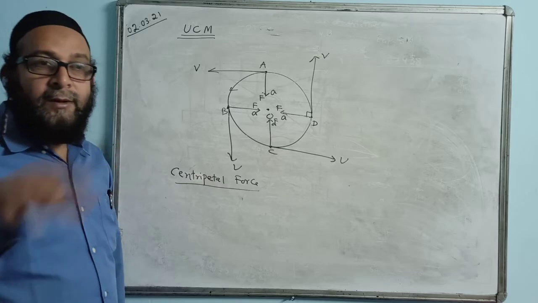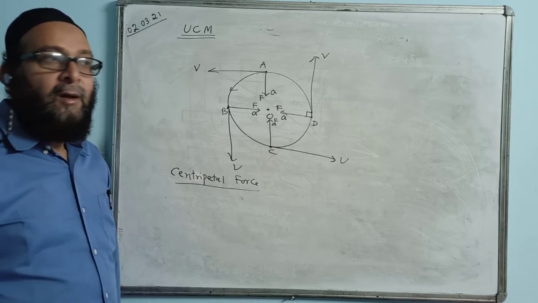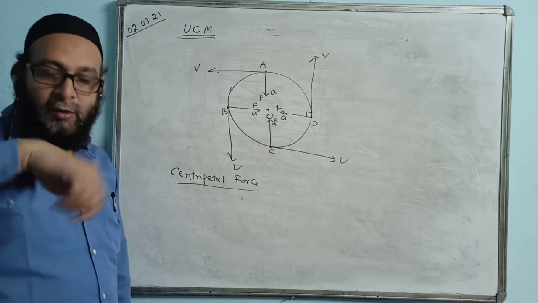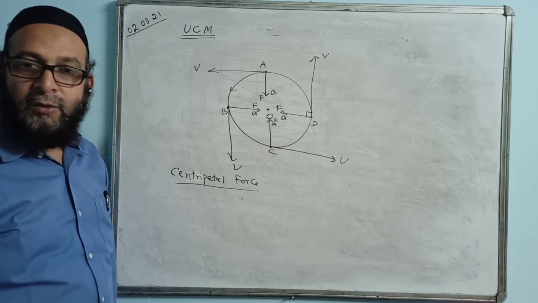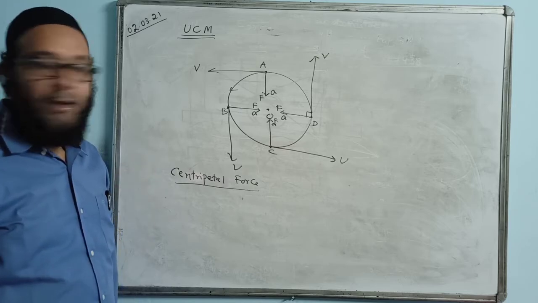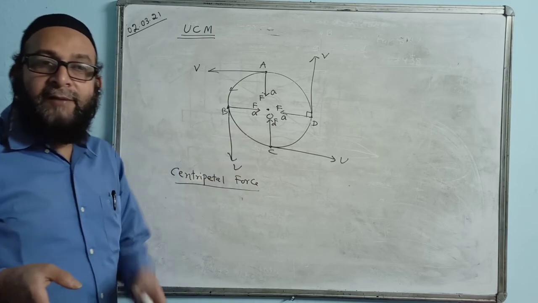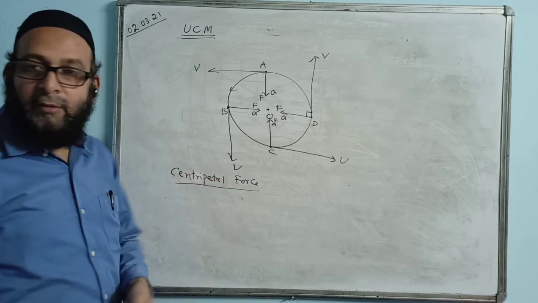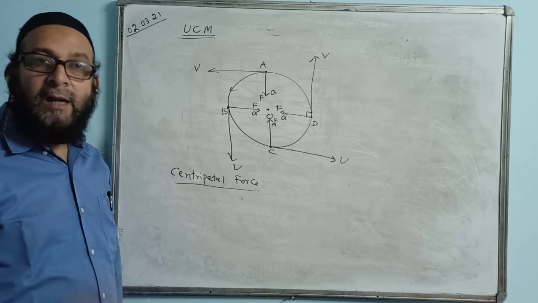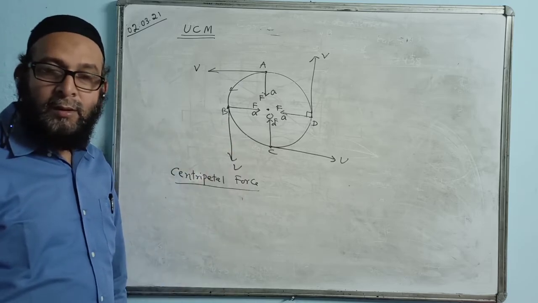For electrons revolving around the nucleus, it is the electrostatic force between the proton and the electron. For a piece of stone tied to one end of a string and whirling in a horizontal circle, what provides the centripetal force? We say tension in the string. That means tension will be equal to the centripetal force in that situation. And when a vehicle is taking a turn on a curved road, what provides the centripetal force? We say friction between the road and the tire provides the necessary centripetal force. Understood?